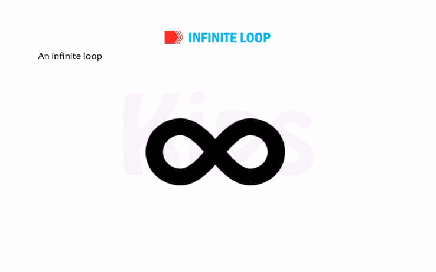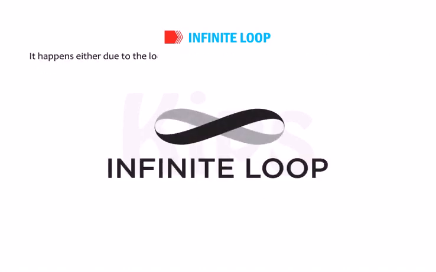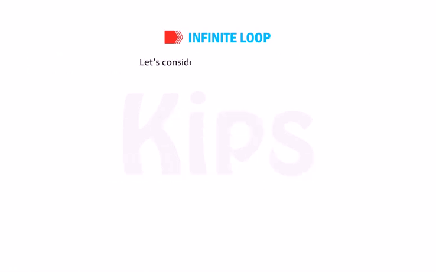An infinite loop or endless loop is a sequence of instructions in a computer program which loops endlessly. It happens either due to the loop having no terminating condition or having a condition that can never be met. Let's consider the following example. Program 16. To create a program displaying endless loop.